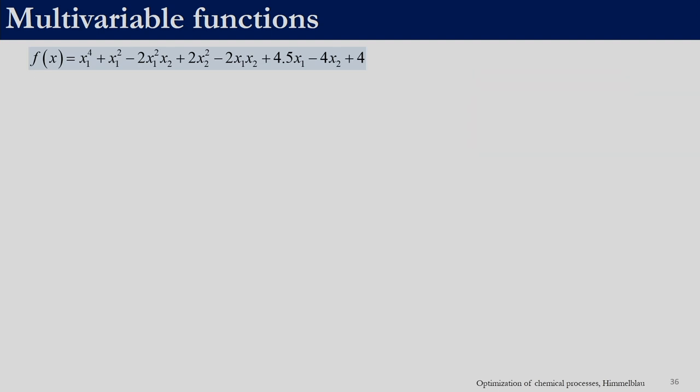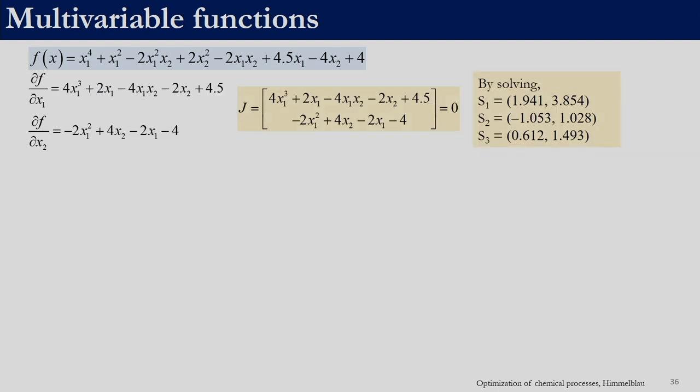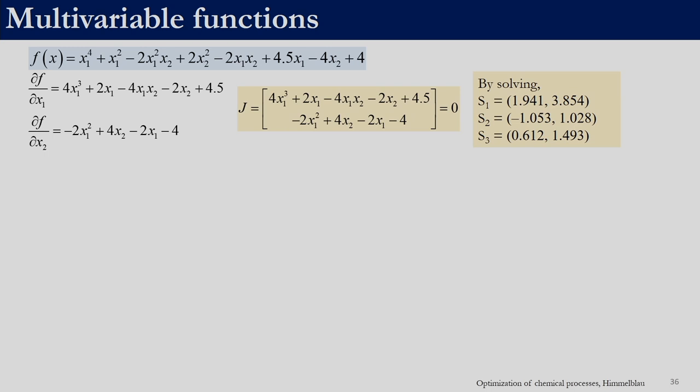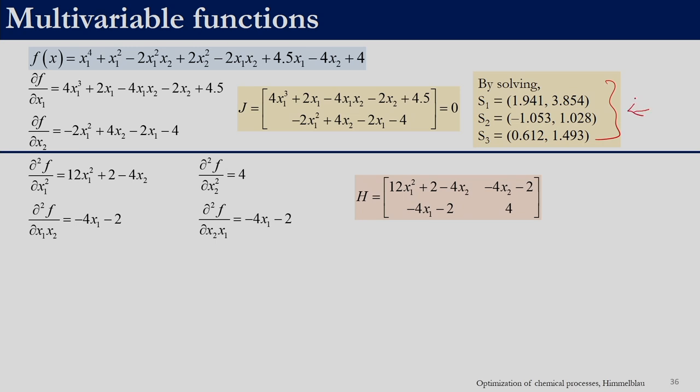Again, this example we will give to you, and you can solve it. In this case, we have a two variable problem, x1 and x2. If we do ∂f/∂x1 and ∂f/∂x2, that is our Jacobian. If we equate it to 0, these two equations can be satisfied by these three points. These three are our stationary points.